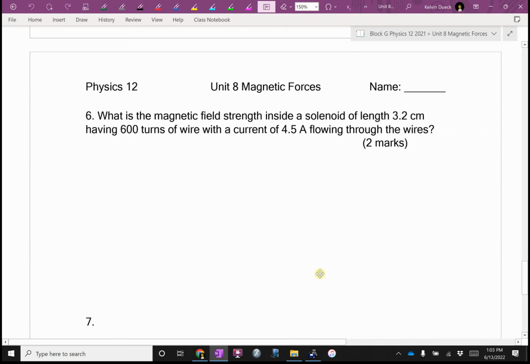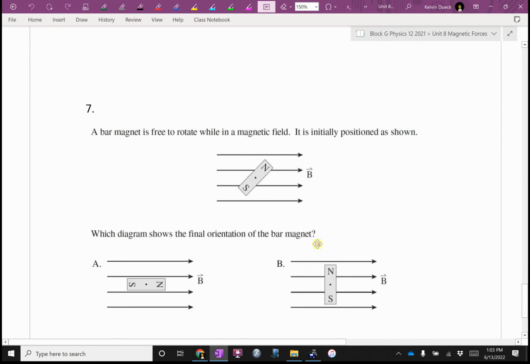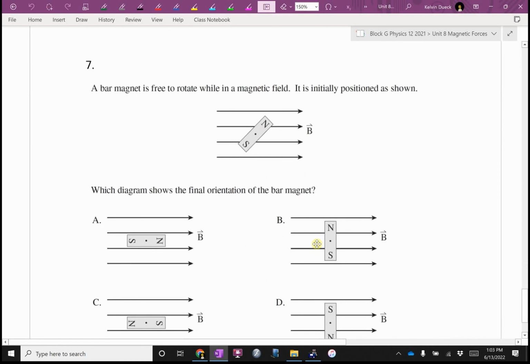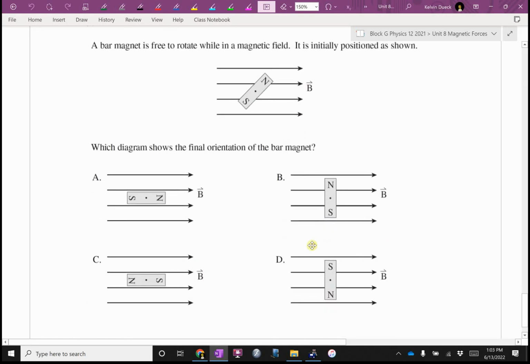Number 6, what's the magnetic field strength inside a solenoid of length 3.2 centimeters, having 600 turns of wire with a current of 4.5 amps? And then number 7, a bar magnet is free to rotate while in a magnetic field. Initially, it's positioned as shown. Which diagram shows the final orientation of the bar magnet? I'll let you think about that.